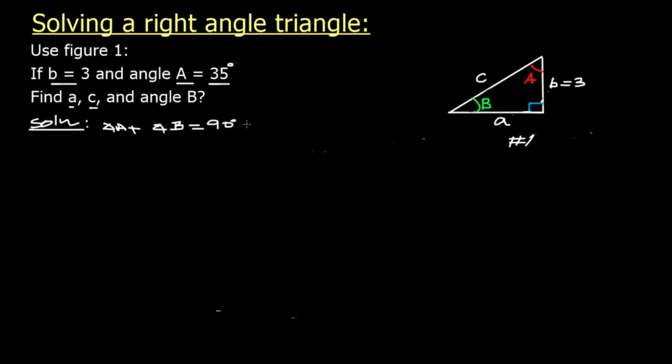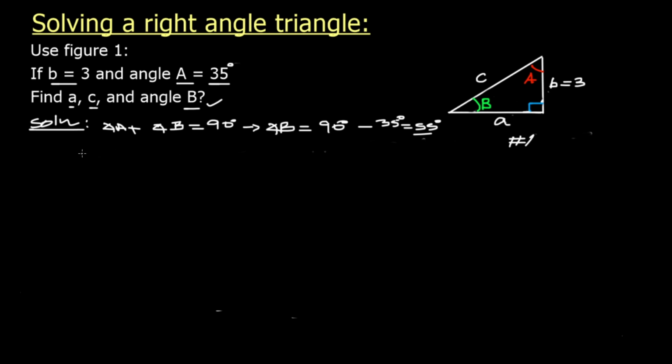So this means the angle we are looking for is angle B, which is equal to 90 degrees minus the given angle for A, which is 35 degrees. Therefore, angle B is 55 degrees. All right, so we solved this one, done.